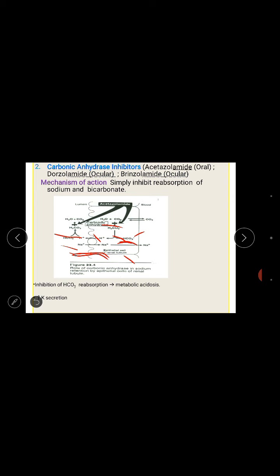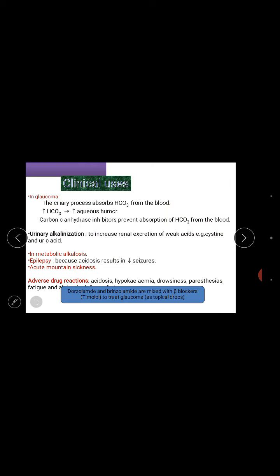But these drugs increase potassium excretion. Inhibition of bicarbonate reabsorption means acid level will be high, so that causes metabolic acidosis. Clinical uses: in glaucoma. The ciliary process usually absorbs bicarbonate from the blood. Increased bicarbonate in turn increases aqueous humor. So they prevent absorption of bicarbonate. That's why they are used in glaucoma.